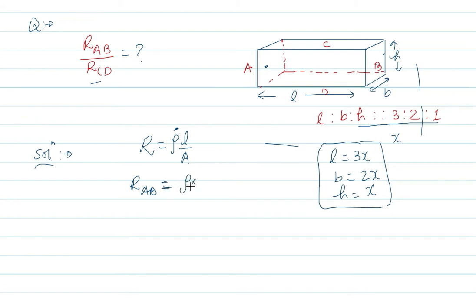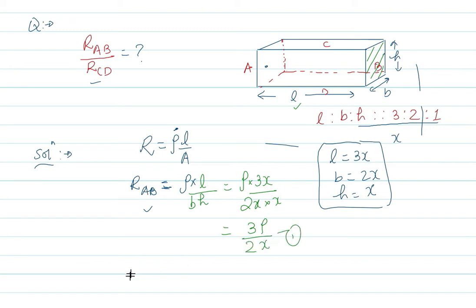So rho is the same. What length will be offered for this resistance? You can check from this diagram that the effective length for the AB faces is L, and the effective area will be this cross sectional area, which is given by B into H. So further I can simplify, and after putting the value of L as 3x, B as 2x, and H as x, I am getting 3 rho by 2x, right? Equation number 1.